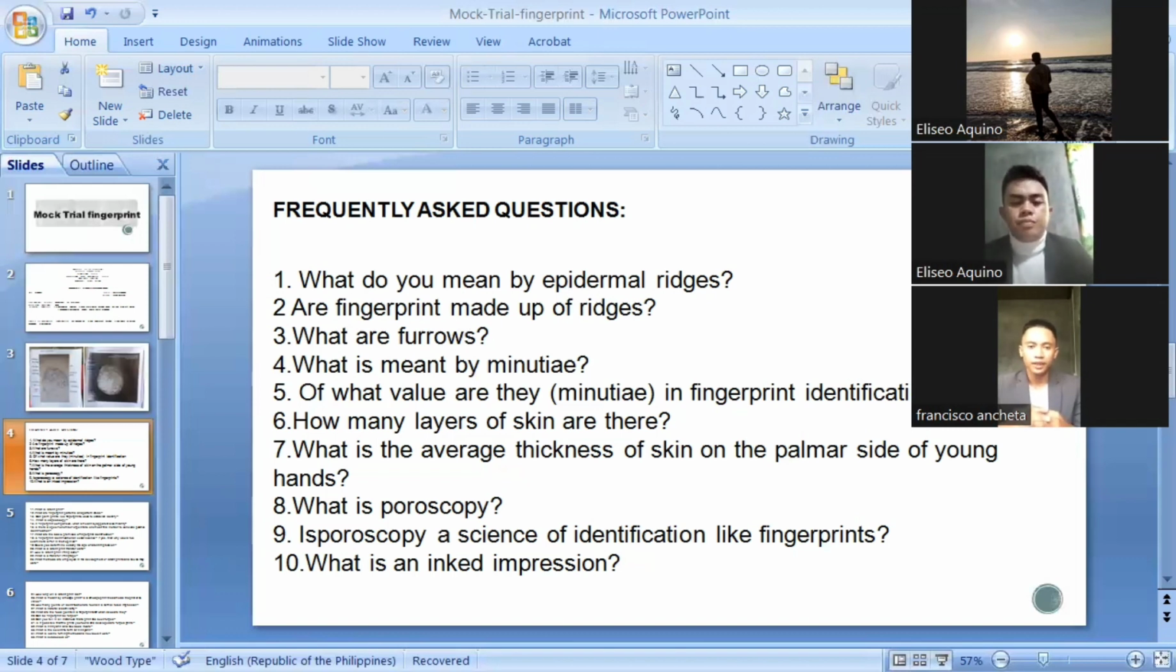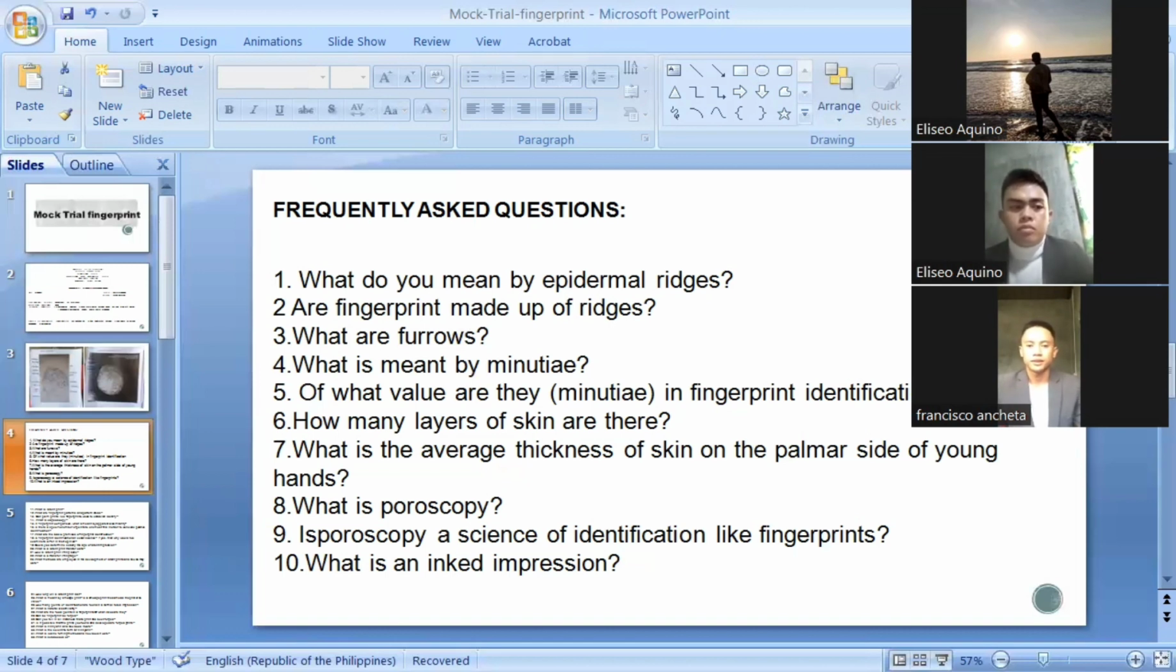Next is, how many layers of skin are there? So skin is made up of 3 layers. First is the epidermis, which is the upper or outer layer of the skin. Second is the dermis, which is the lower or inner layer of the skin. Next is, what is the average thickness of skin on the palmar side of a young hand? Approximately 1.5 millimeters thick, Your Honor.